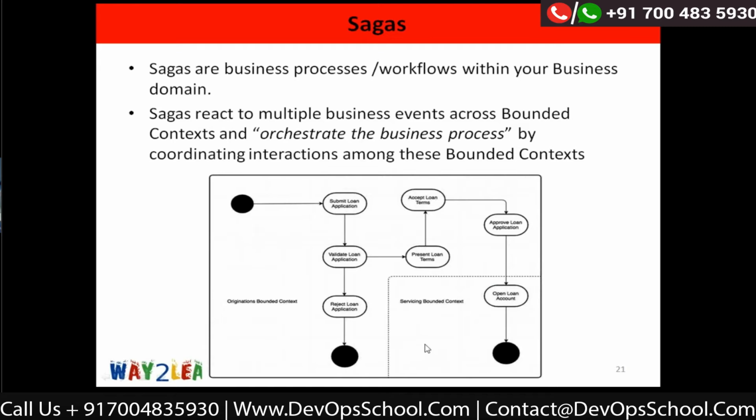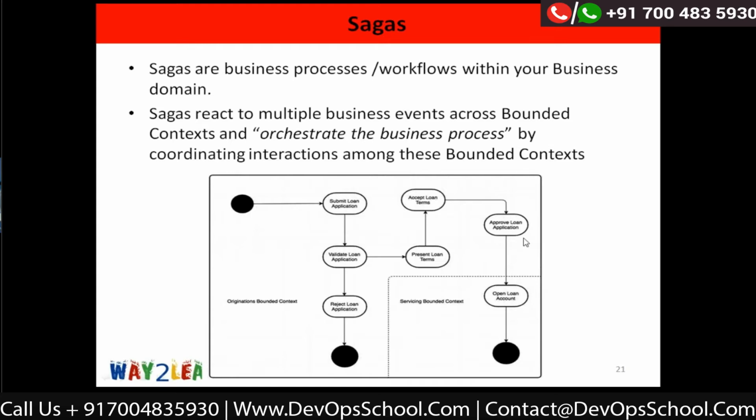So actually opening a loan account, etc., is in another bounded context, the servicing bounded context. So once the loan account is opened, this business flow will end. So actually one business flow or one saga might be involving more than one bounded context. This is a business workflow within your application, right? So one saga may be comprising multiple bounded contexts.